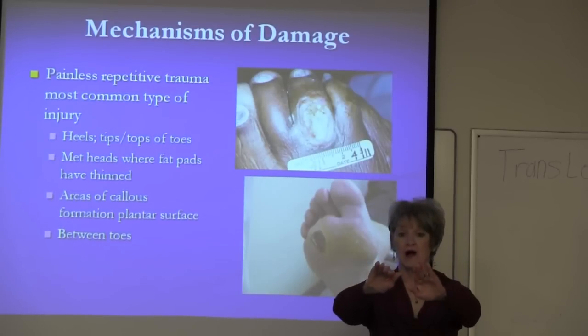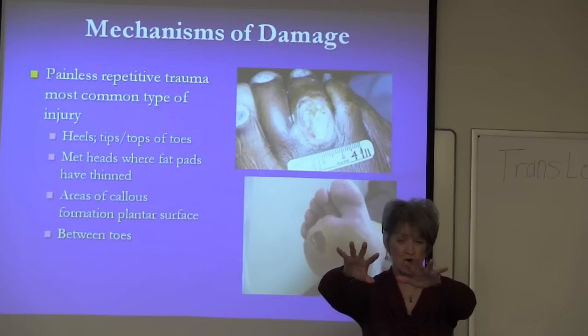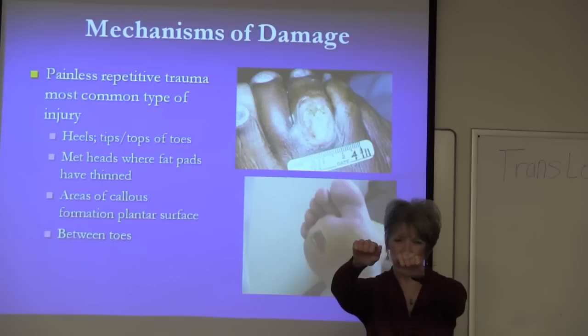You can also get ulcers between the toes where they're rubbing against each other, especially if the toes start to overlap or become, if you develop hammer toes that are clustered or pushed very closely together, they can start to rub.